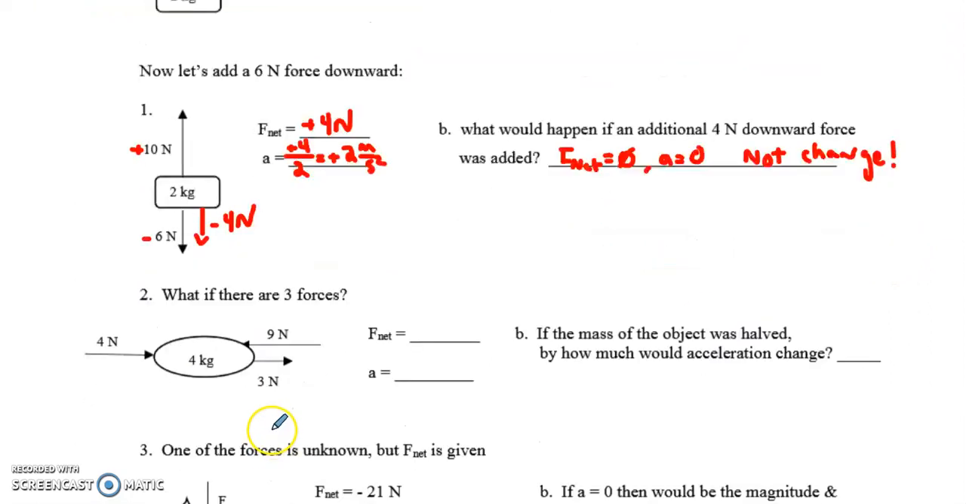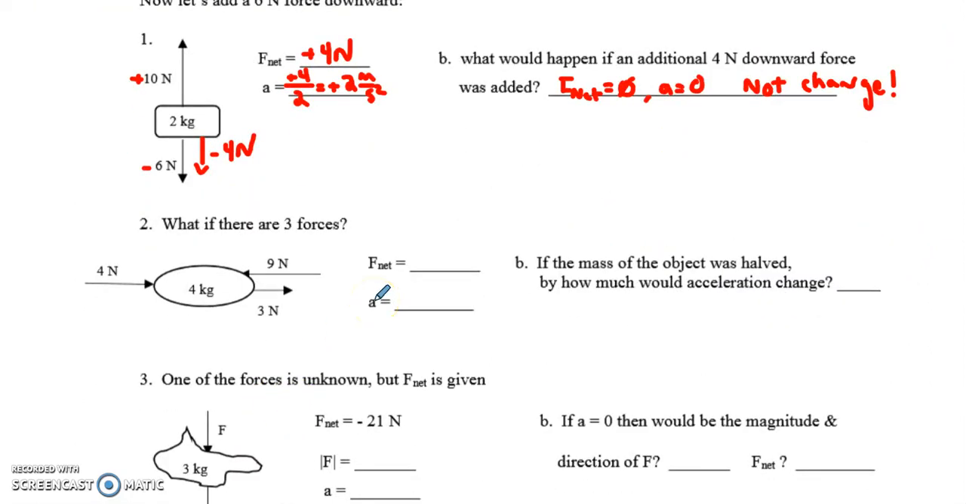So what do we do if there are 3 forces? Well, we do the same thing that we did just a moment ago. We make the ones that are going to the up or to the right positive. So we have positive 4, positive 3. And this one is going to the left, so that's negative. Okay, notice that it doesn't matter where the arrows are pointing. If they point to the right, positive. If they point to the left, negative.